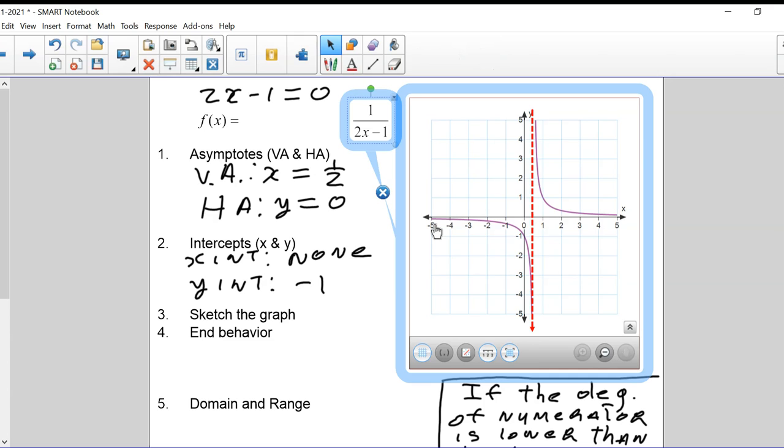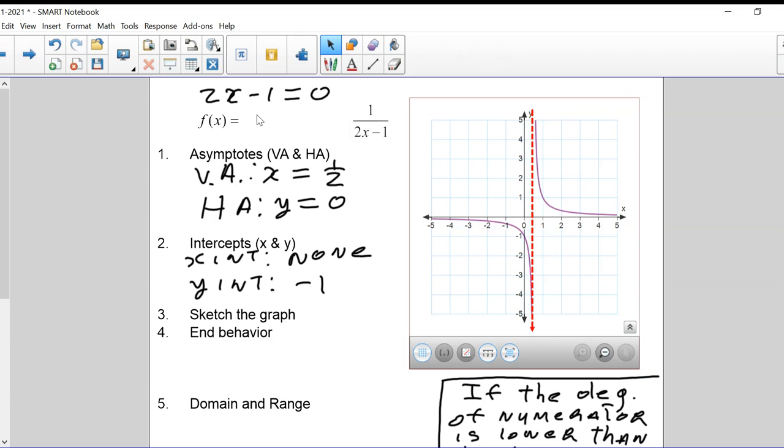Does anybody remember how to find y-intercepts generally from an equation? Plug in 0 for x. Thank you, Noah. If I plug in 0 for x into this, I'm left with 1 over minus 1, which is minus 1.